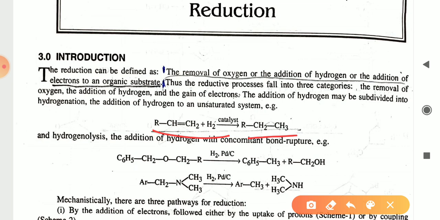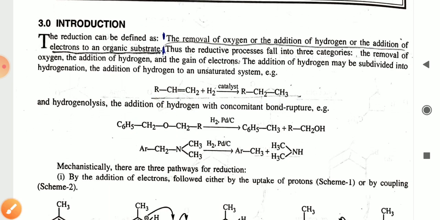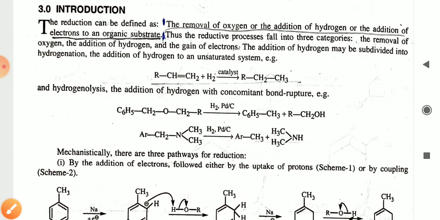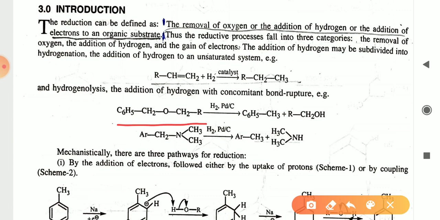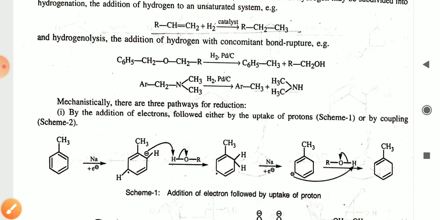Hydrogenolysis is the addition of hydrogen with a bond which is broken. In this reaction you can see this bond is broken from here, and the hydrogen is placed on this place. In presence of H2 molecule and PdCl2, the product is C6H5CH3. 1 mole of hydrogen is added here and 1 mole of hydrogen added here. So this is the addition of hydrogen in this reaction.